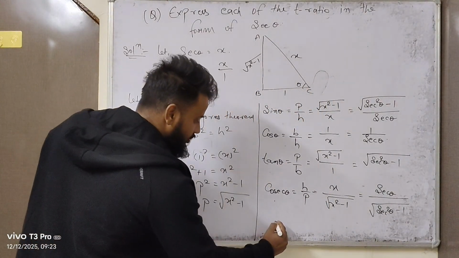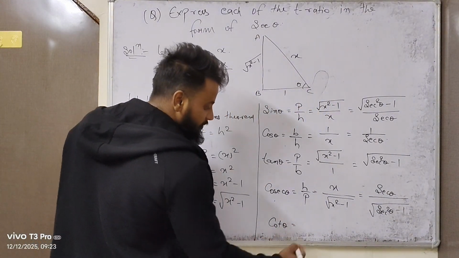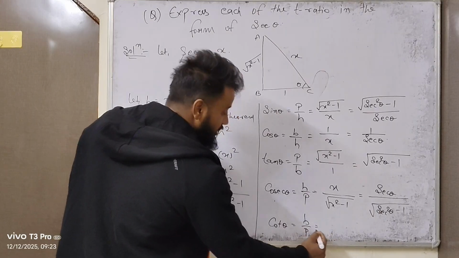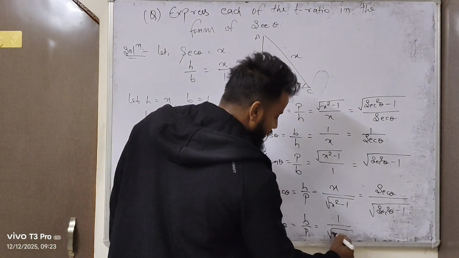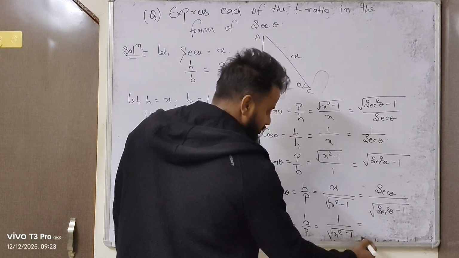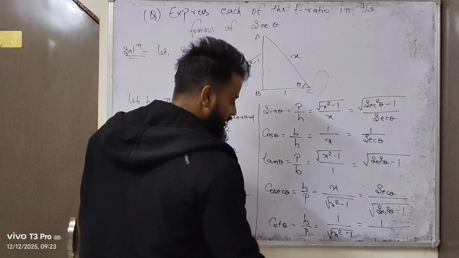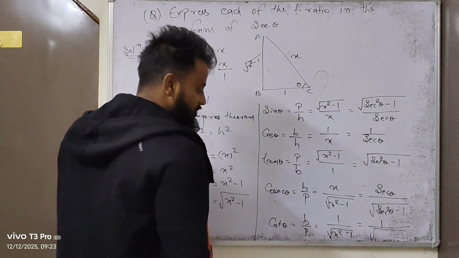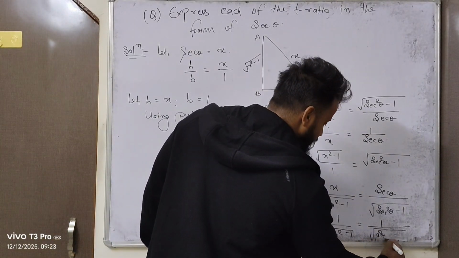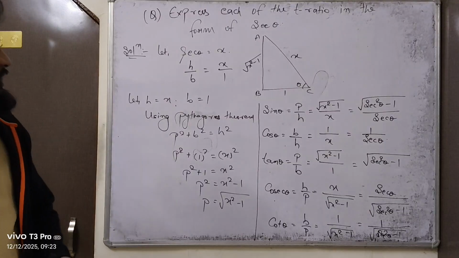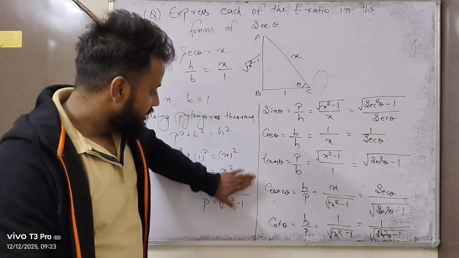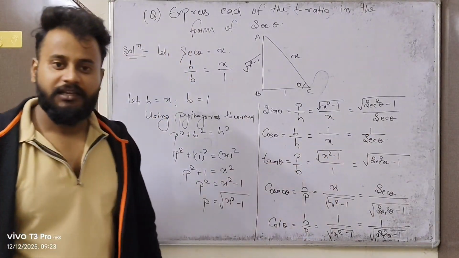And the last one is cot theta. We know that this is b by p. Base for us is 1 and p for us is root under x square minus 1. So let us put this value. This is going to be 1 by root under x square, means sec square theta, minus 1. So what we had done? We had expressed each of the t ratio in the form of sec theta.